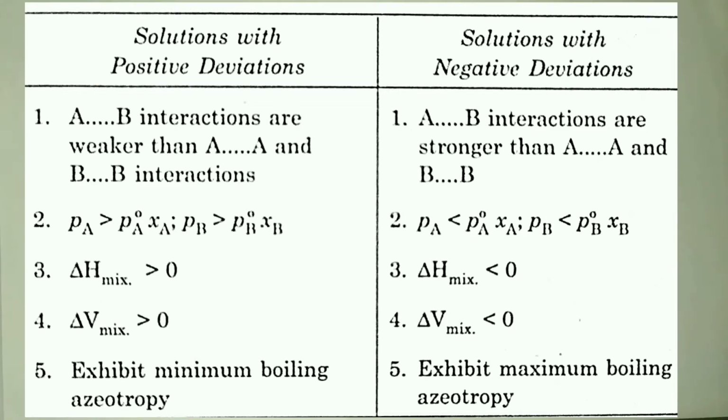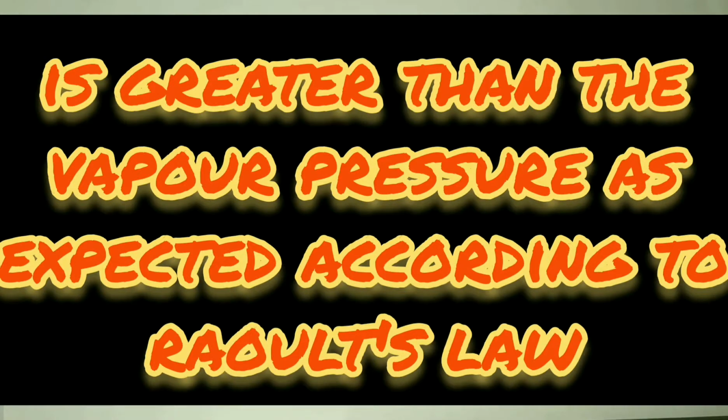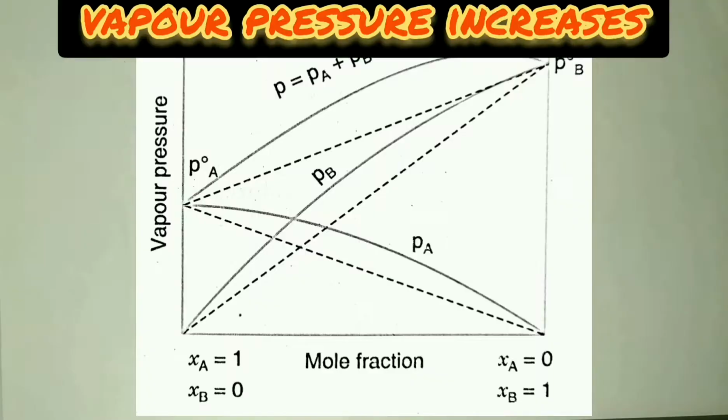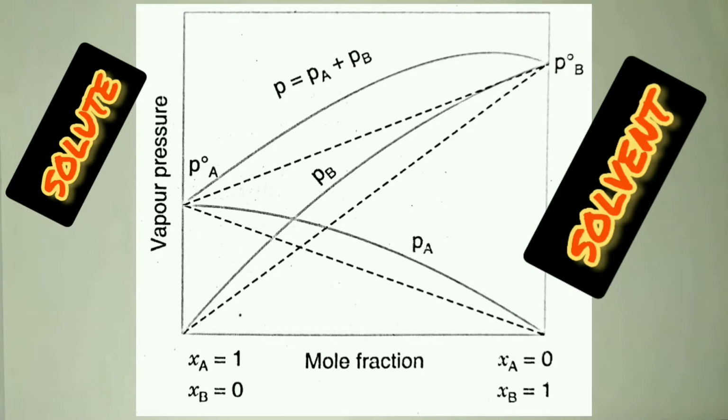Solutions having positive deviations are those solutions in which the partial vapor pressure of each component, solute and solvent, of the solution is greater than the vapor pressure as expected according to Raoult's law. So, positive deviations increase the vapor pressure of solute and solvent. If we draw the graph, then the graph shows slightly greater values of partial vapor pressures and total vapor pressure of the solution.